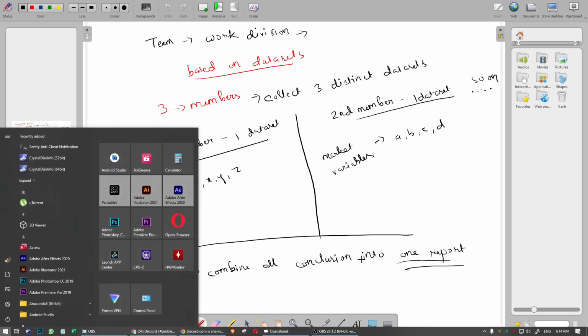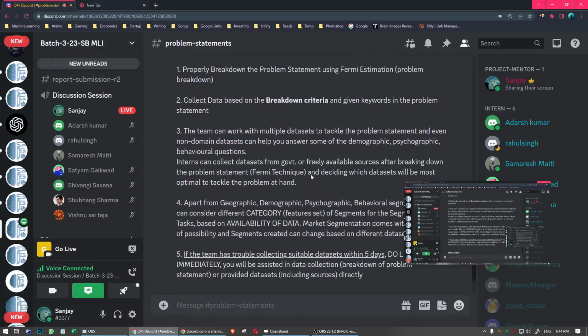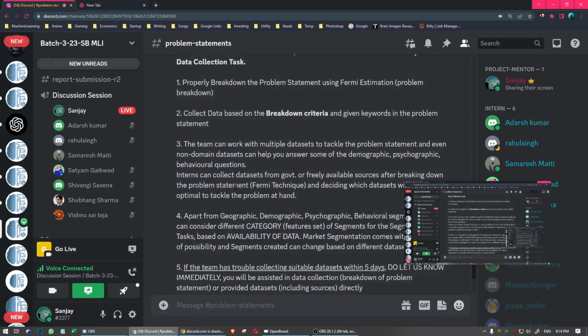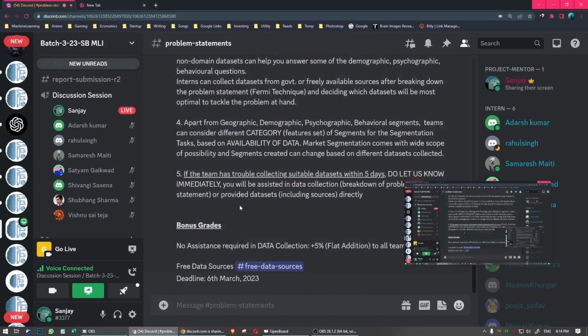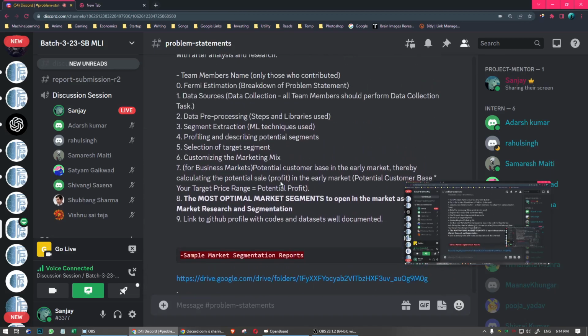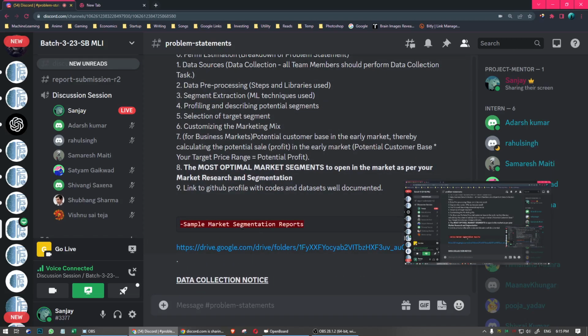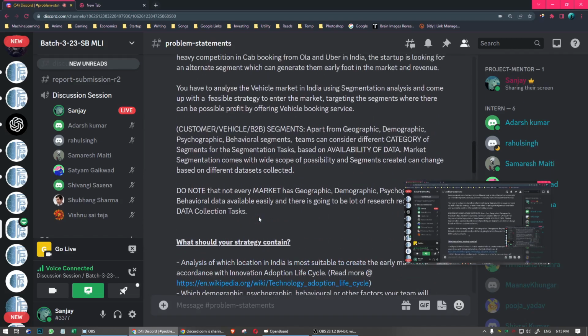Another thing I want to mention is to collect three data sets. Regarding data collection, first try to collect them yourself. If you're having trouble collecting proper data sets, just reach out to us. We'll help you and provide you data sets. Don't hesitate to ask if you're unable to collect, but first try to collect yourself. We have also attached some sample projects, which can be found here.